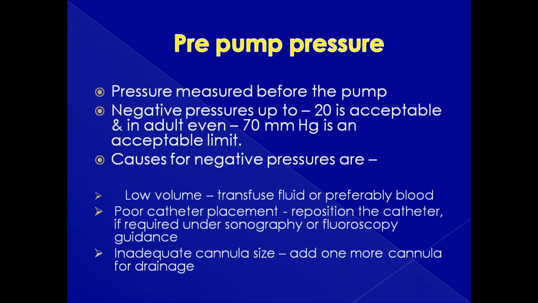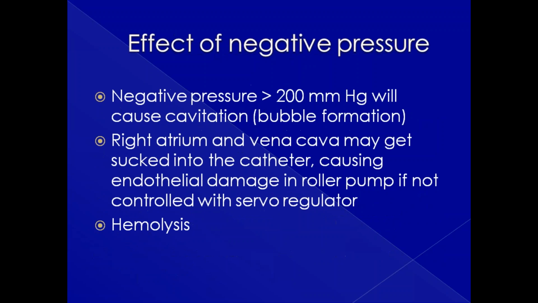The pre-pump pressures, we talked about it as well. In children, we tolerate up to -20, in adults up to -70. But if it is exceeding, the commonest reason is low volume and we replace fluid. Poor catheter placement could be another reason, as well as inadequate cannula size.